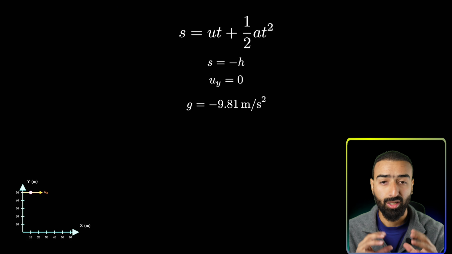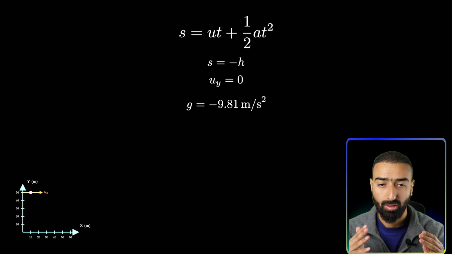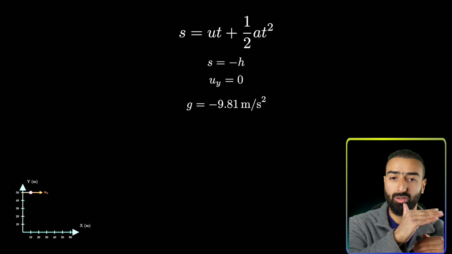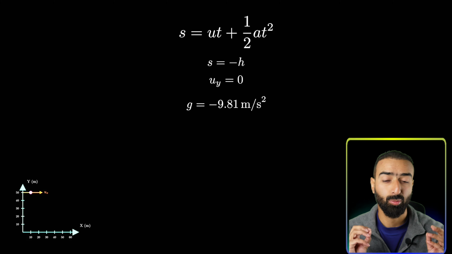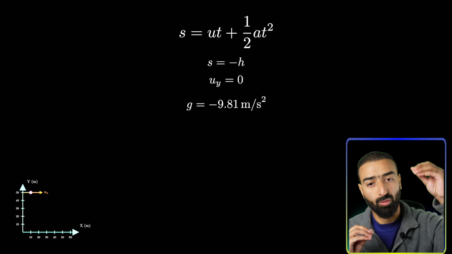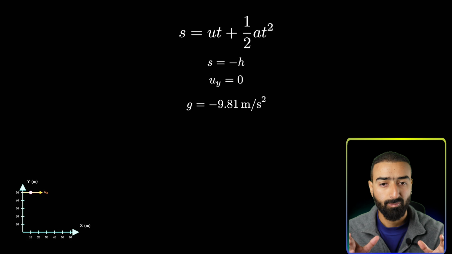Uy, the initial vertical velocity, is 0, and that's because the object is launched horizontally. The acceleration, on the other hand, is minus 9.81, because the acceleration vector points downwards and is a constant, having a value of 9.81 meters per second square.